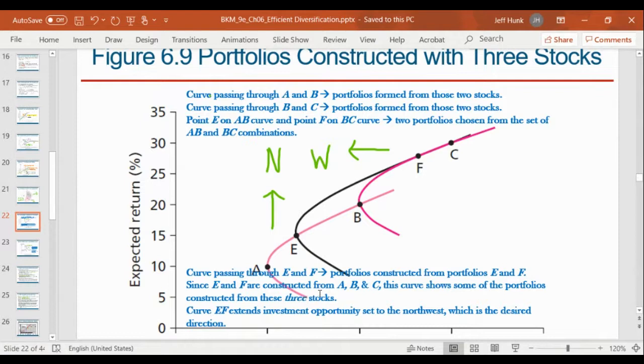Now, suppose you are repeating this over and over, right? With like 20 or 30 stocks, you're repeating this over and over. The curve passing through E and F is a portfolio constructed from portfolios E and F. Since E and F are constructed from A, B, and C, this curve shows some of the portfolios constructed from three stocks. The curve EF extends the investment opportunity set to the northwest, which is the desired direction.